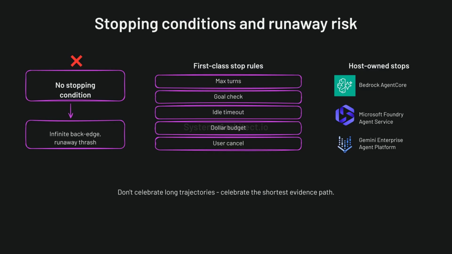Thrash still happens. Amazon Bedrock AgentCore, Microsoft Foundry Agent Service, and Google's Gemini Enterprise Agent Platform, the evolution of Vertex AI, all rest on host-owned stops. AgentCore Runtime can place each session in an isolated micro VM. Optimization turns production trajectories into fix and validate loops. Don't celebrate long trajectories as more agentic. Celebrate the shortest evidence path.